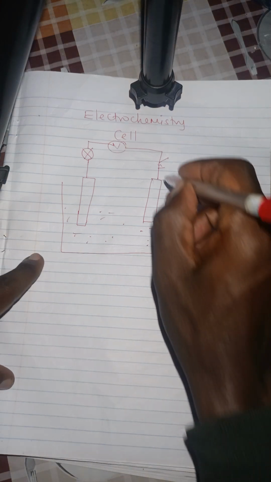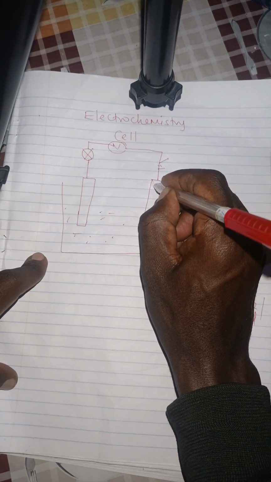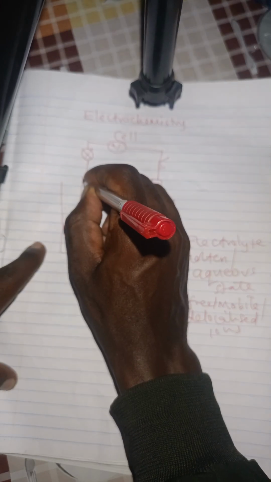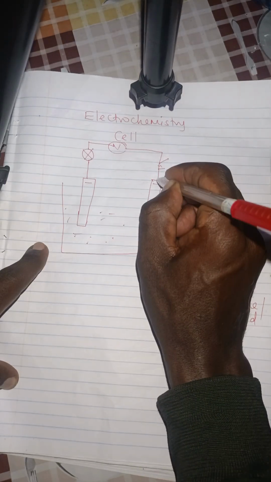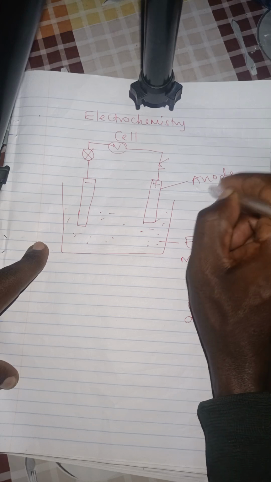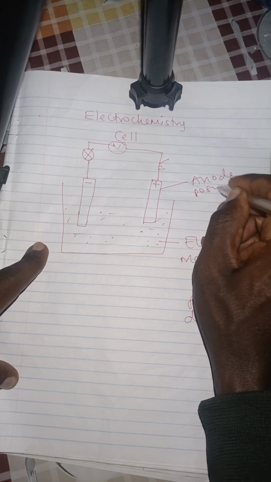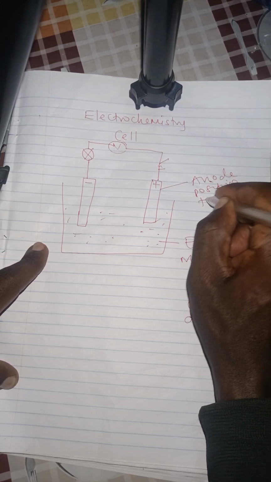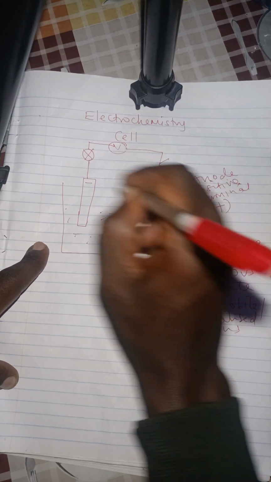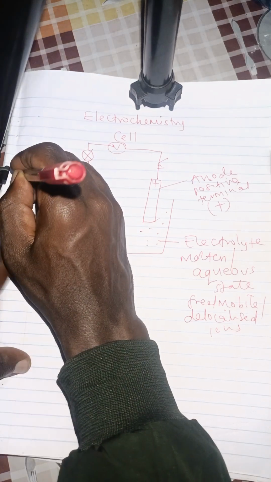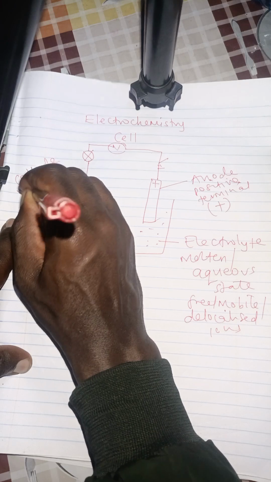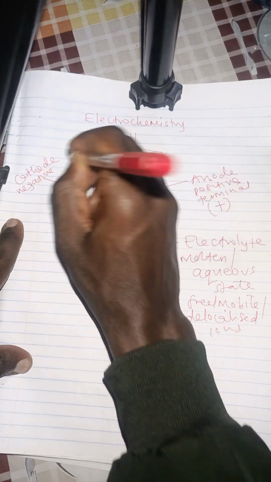And I can decide to take this to be my negative terminal and this to be my positive terminal, or this can be my negative and this can be my positive. So I can take this to be my anode, or rather my positive terminal, and I can decide to take this to be my cathode, or my negative terminal.